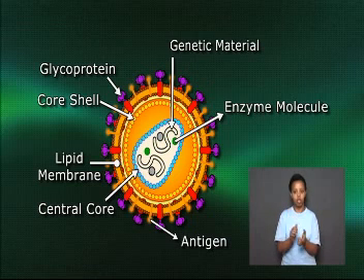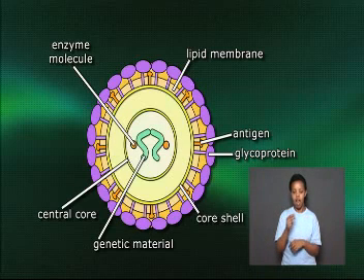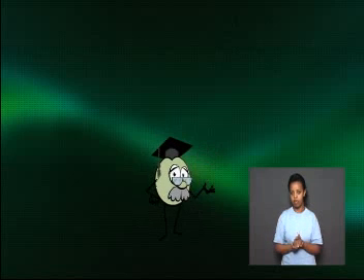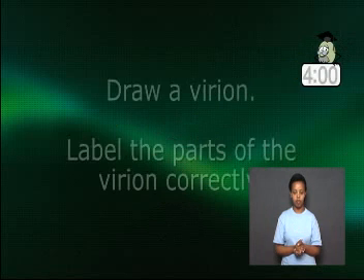The shapes of viruses range from simple helix forms to more complex structures. Another characteristic of viruses that varies is the way in which they infect cells. Students, for our next activity, draw a virion on a piece of paper. When you have completed your drawing, label the parts of the virion that we discussed today. Students, let's get ready. Begin.